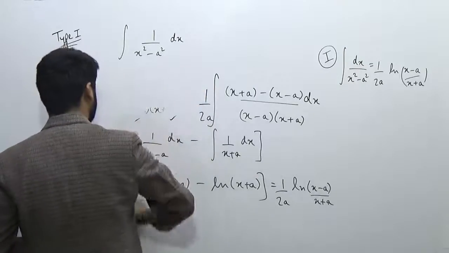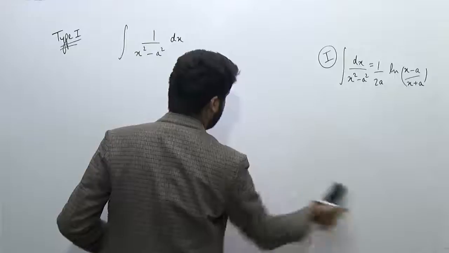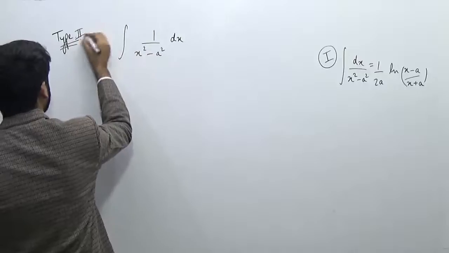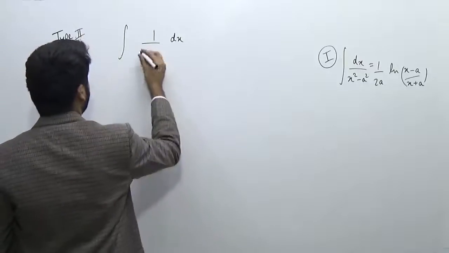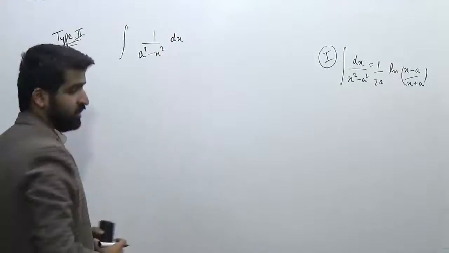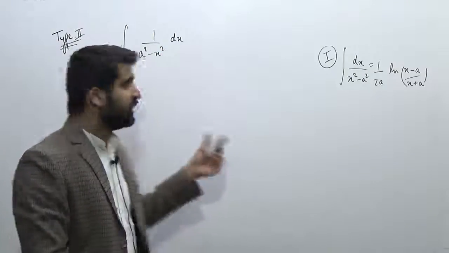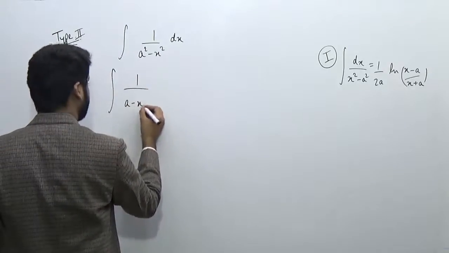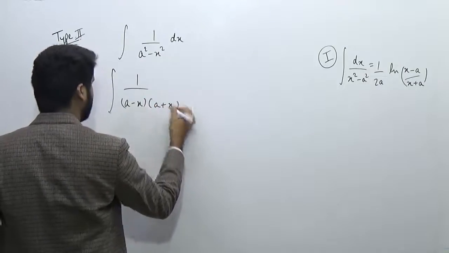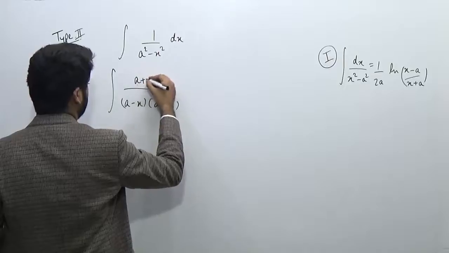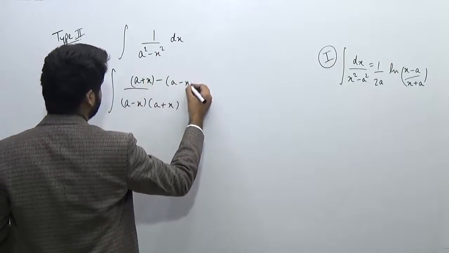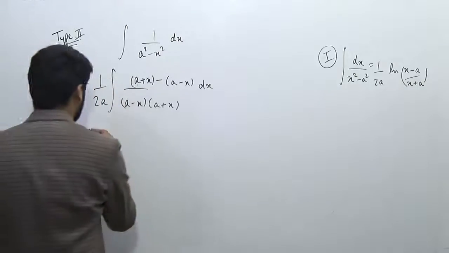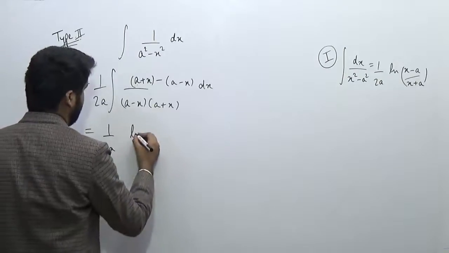Now let's discuss the next type. Now you can see that we first covered x square minus a square. Now we will cover the type 2 where I am getting a square minus x square. So in this case also we will do the same procedure. We will factorize this one. So I will get 1 upon a minus x into a plus x, right? And we will convert the numerator as the difference of these 2 factors, a plus x minus a minus x dx, 1 upon 2a.